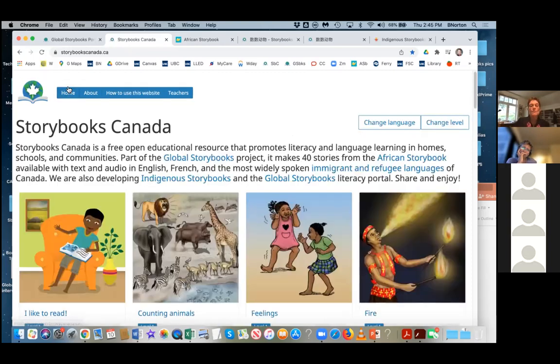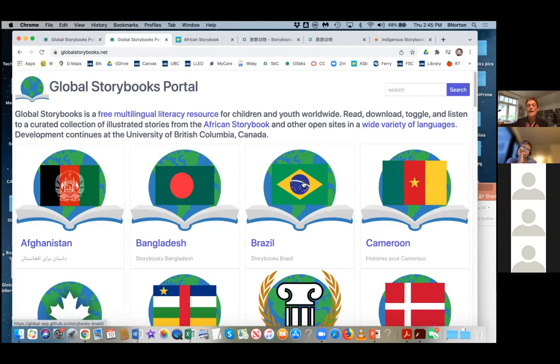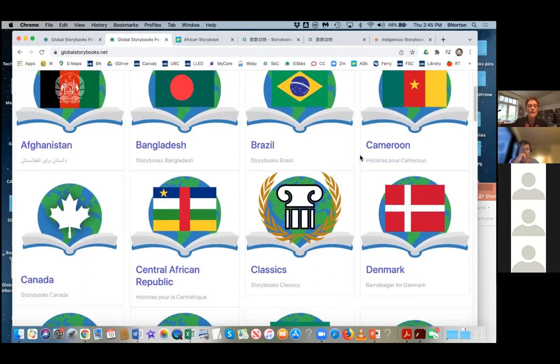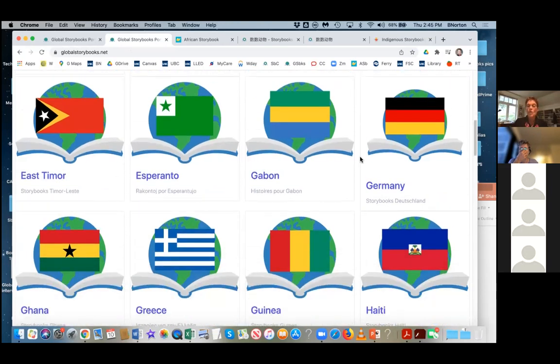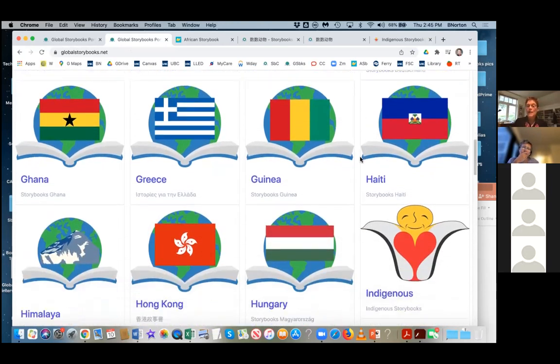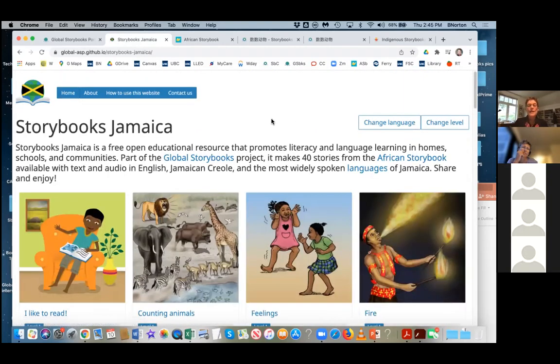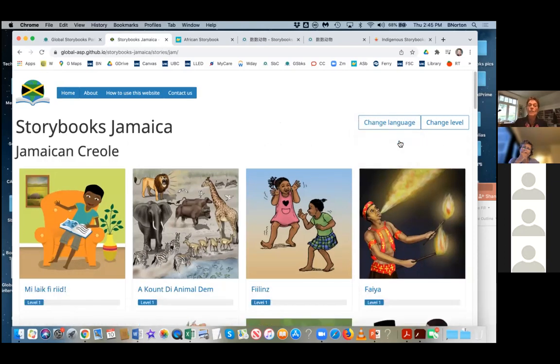I'm going to just take you briefly to have a look at the Global Storybooks project, because you can see the many countries that we now work in: Afghanistan, Bangladesh, Brazil, African context, Denmark, East Timor, Germany, Ghana. Maybe I'll just show you our Storybooks Jamaica. Because one interesting thing about different forms of English is that here we have Storybook Jamaica available in English, but also in Jamaican Creole, because Jamaican Creole is the language really most frequently used by people in the Jamaican context. So we also work with Creoles and make these freely available on our sites.